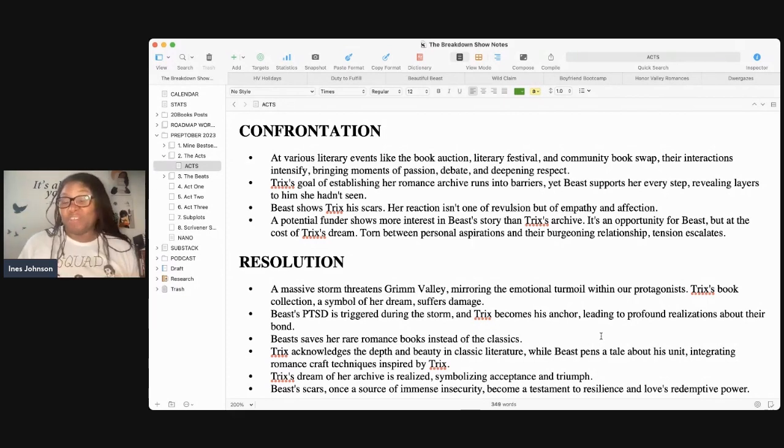But Beast is really falling for her, and he starts to let his guard down. I know there's going to be a scene where he shows her his scars, and he's going to think she's going to react with revulsion, but she doesn't.